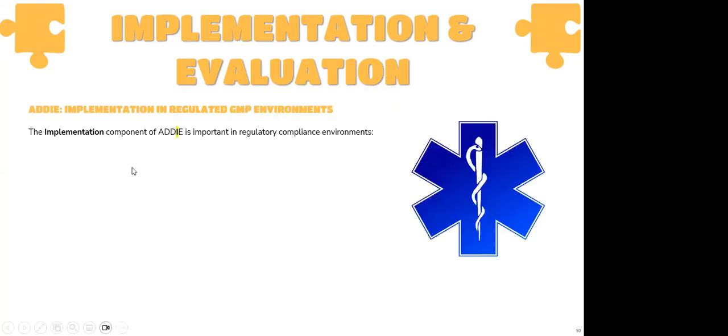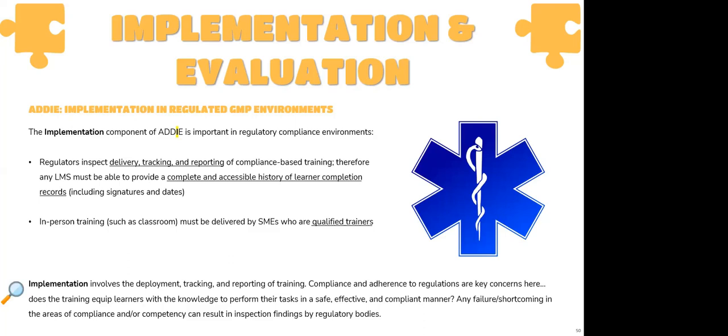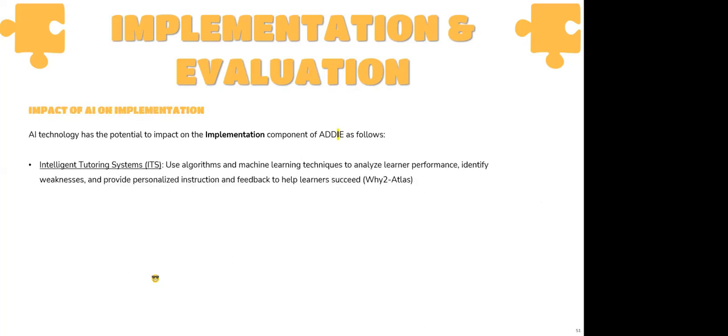It's important in the world of compliance, again, because regulators do inspect regularly whether people are trained. We said already that the LMS must be able to provide a complete and accessible history of learner completion records. This is part of an audit trail if you work in compliance environments, so that needs to be there and available for inspectors. And anyone who delivers training must be a qualified trainer as well. So implementation is an important part of compliance.